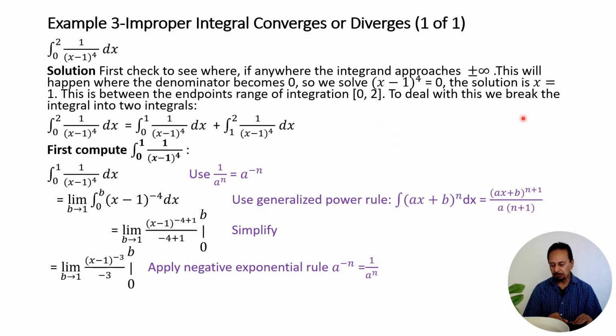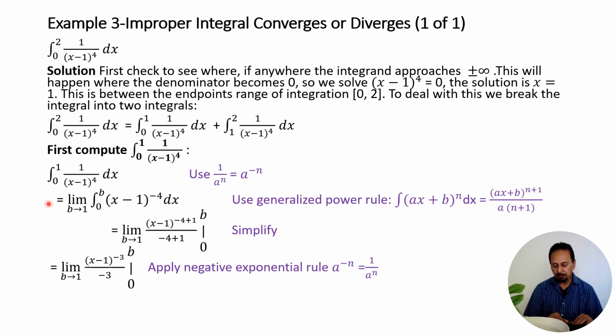So now to deal with this, we break the integral into two integrals. The integral from 0 to 2 of 1 over x minus 1 to the 4 dx becomes the integral from 0 to 1 of 1 over x minus 1 to the 4 dx plus the integral from 1 to 2 of 1 over x minus 1 to the power 4 dx. First we check the first integral and let's compute this one.